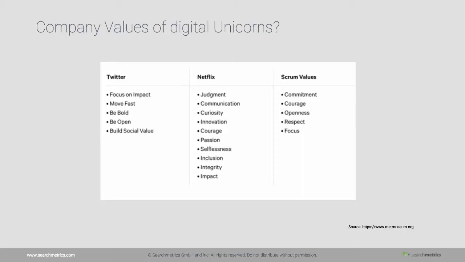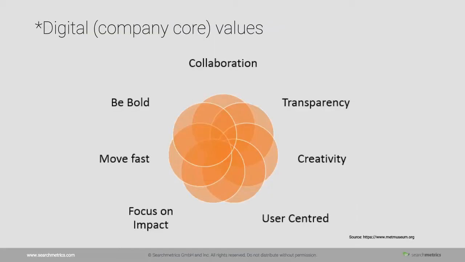And if we just summarize all these digital company core values, then I come up with collaboration is something which is really important. So everybody together, transparency, not the manager knows more than the specialists and stuff. It's really about transparency, constantly communicating and communicating how the company is doing stuff. Creativity, empowering and encouraging creativity. Being also user-centered and focusing on impact.